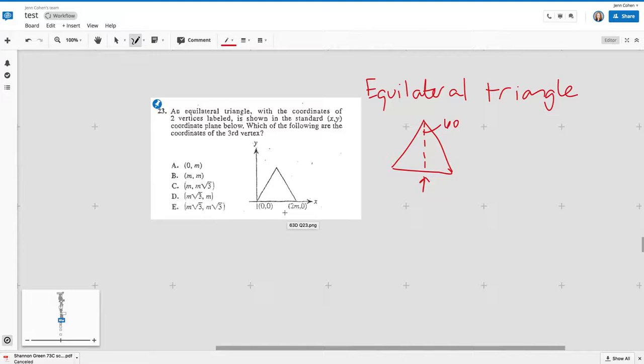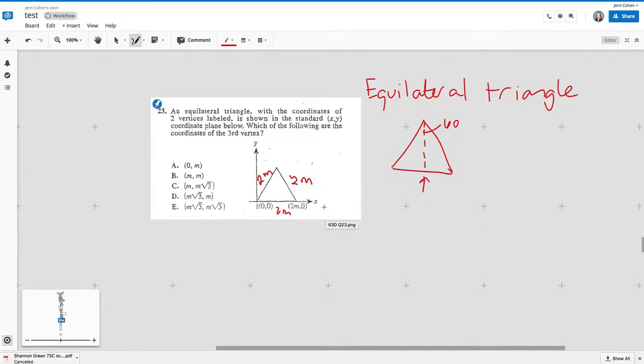the two vertices labeled. So they're telling us that the length of this base, that's going to be the x coordinate, so you'll subtract 0 from 2m, so the length of the base is 2m. So that means the other two sides are 2m also. Okay. We're trying to find the coordinates of the third vertex.